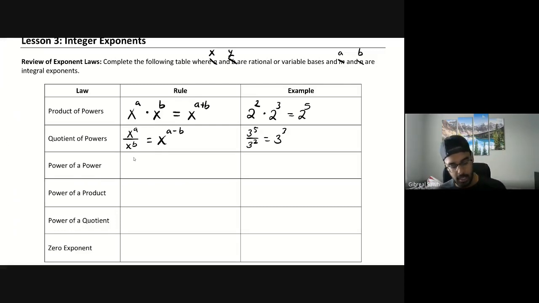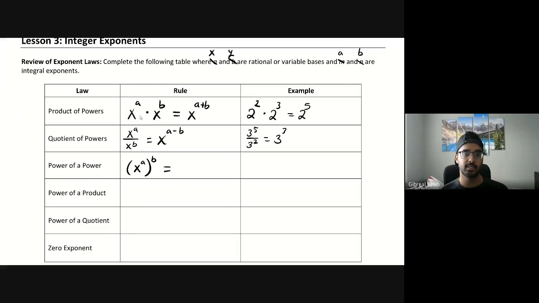So what happens when we have some power, X to the power of A, and that is raised to a second power? The result there, you're going to actually take those exponents, A and B, and multiply them together. A little bit different than the product of powers, so keep that in mind. We're not adding there. Because I've only got one base, those exponents will get multiplied.